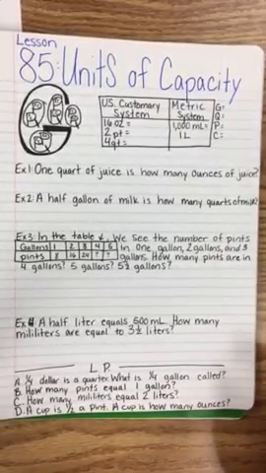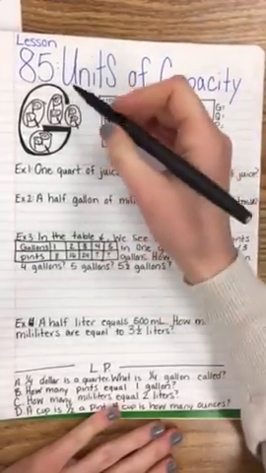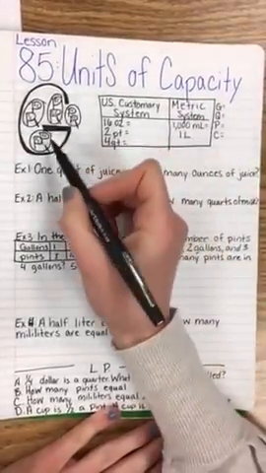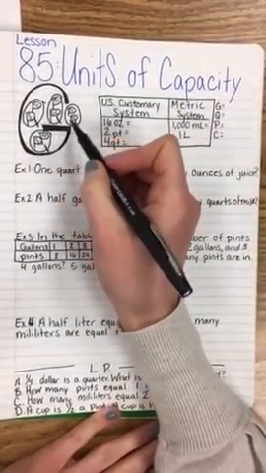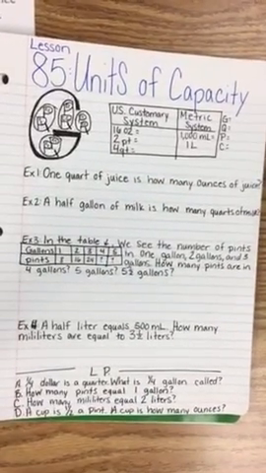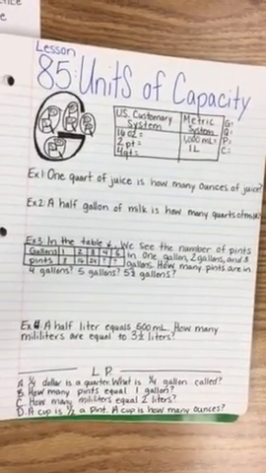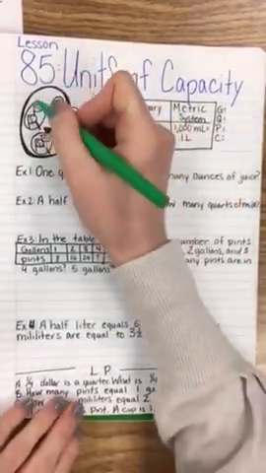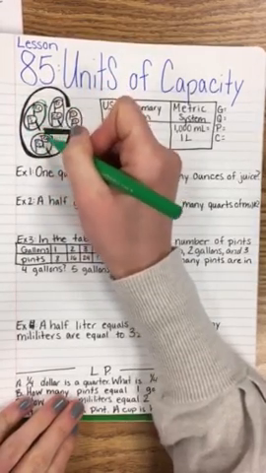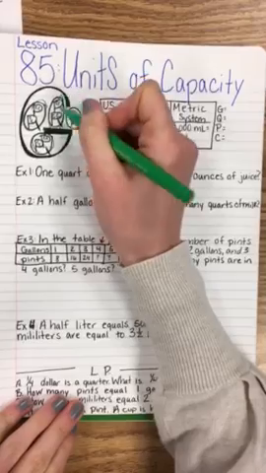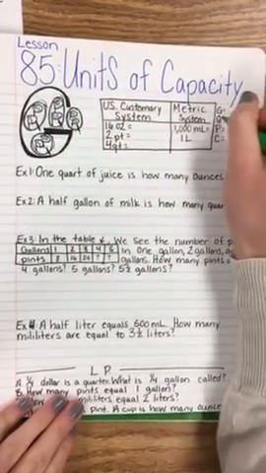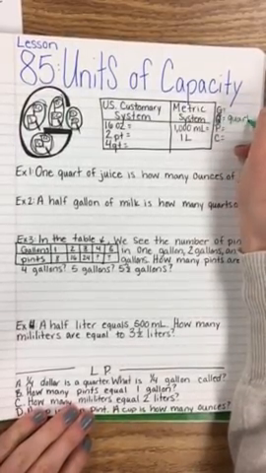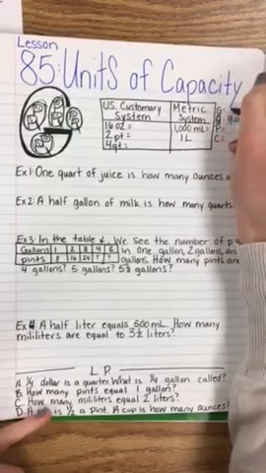Here we have 1 gallon. This big G that you need to draw stands for gallon. In 1 gallon, there are 4 quarts. So these Q's are quarts. So here's 1 quart, 2 quarts, 3 quarts, and 4 quarts. So quarts are the Q's, and the big G is gallon.